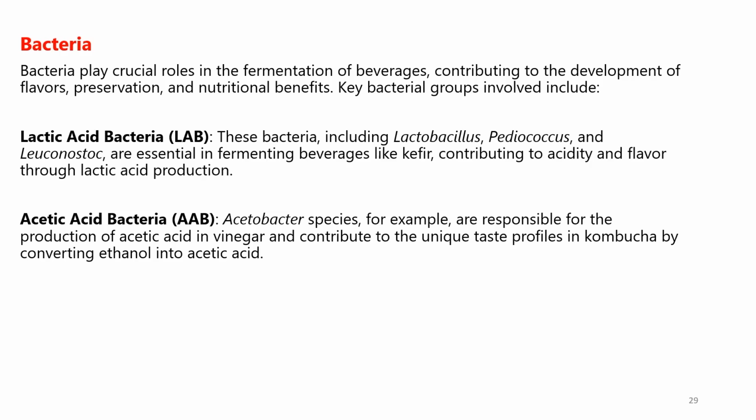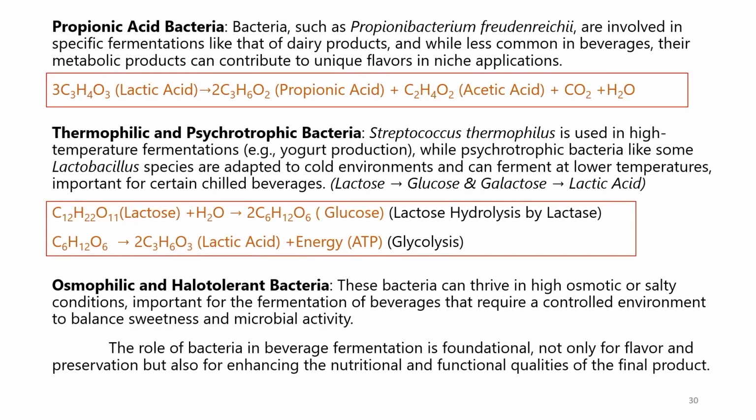Then we have the acetic acid bacteria group, particularly Acetobacter species, which are responsible for the production of acetic acid in vinegar and contribute to the unique taste profiles in kombucha by converting ethanol into acetic acid. Then we have the propionic acid bacteria like Propionibacterium freudenreichii, which are involved in specific fermentations like that of dairy products, and while these are less common in beverages, their metabolic products can contribute to unique flavors in niche applications.